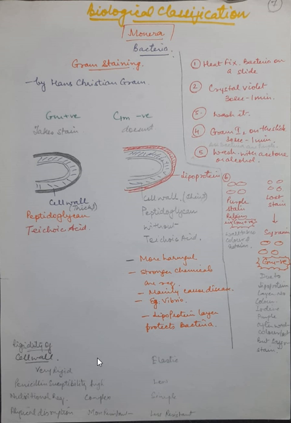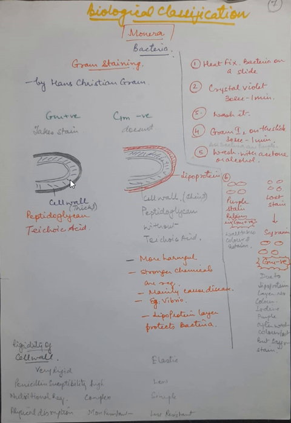Now, if we are going to stain bacteria and the bacteria takes the stain, then that will be gram positive bacteria, and if it does not take the stain, then it is known as gram negative bacteria. Before we enter into the process of gram staining, we will first see the structure of gram positive and gram negative bacteria.